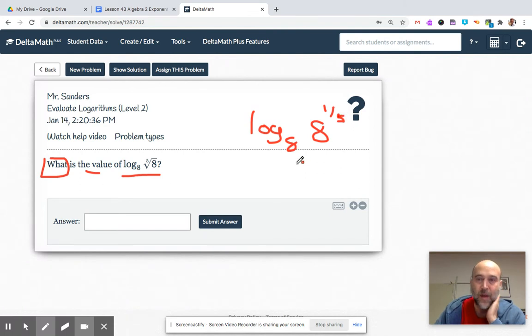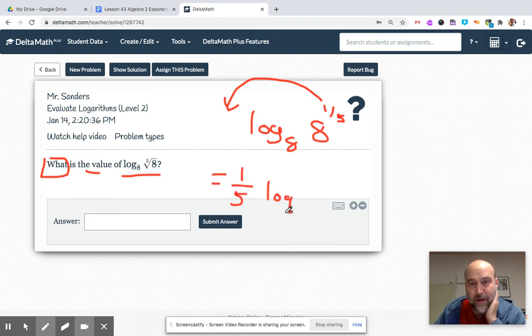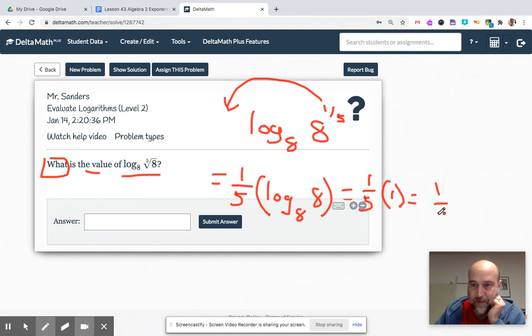Okay. So in this case, an exponent inside the log always moves to the front. It's just one of the log rules. So this now becomes 1/5 log base 8 of 8. Anytime you have the same number right here, we've done some of these before, this is equal to 1. All right, so this part is equal to 1. So we have 1/5 times 1, which is just 1/5. All right.